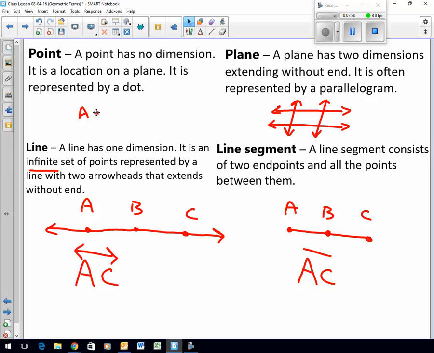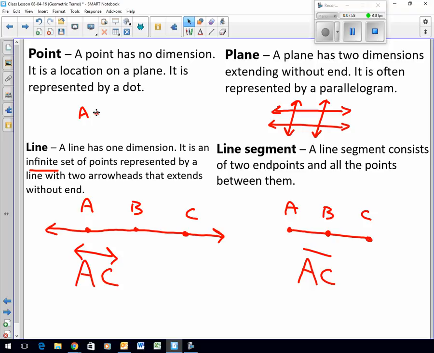Just like that. AC with a line over it. Okay, now, AC with a line over it. Now, what is the difference, guys, between this symbol and this symbol? No arrows versus arrows, right? Okay, and it may seem small, but it's a huge deal.